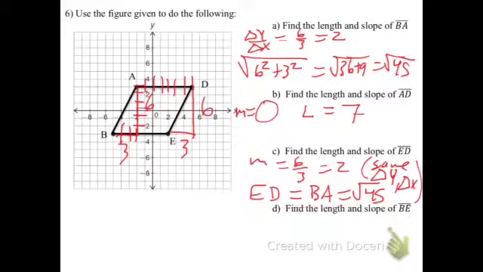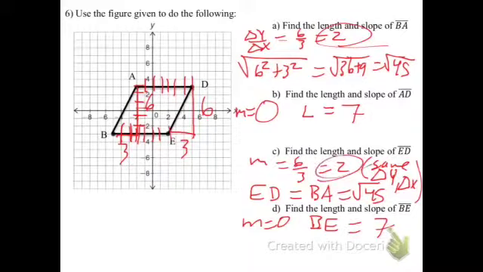And BE is a horizontal line, so it has a slope of 0. And the distance from B to E is, I'm just going to count, 1, 2, 3, 4, 5, 6, 7, and 7, just like AD. And so I have some interesting information. I have common slopes for opposite sides, and I have common lengths, or side lengths, for opposite sides.